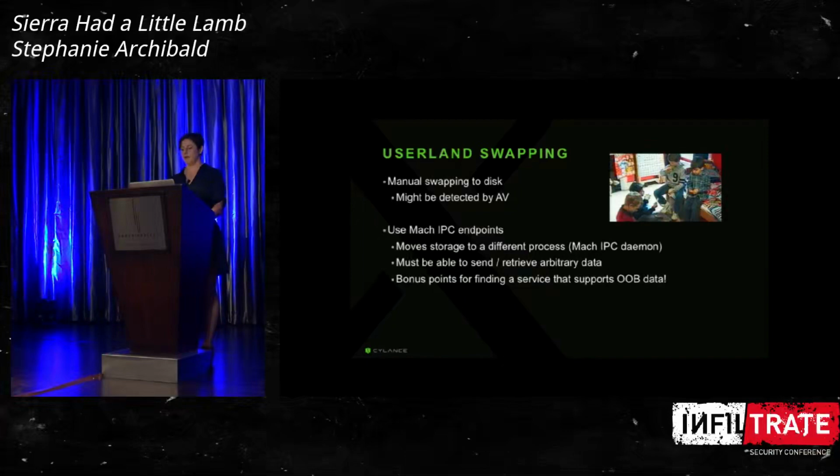Mock IPC endpoints are just a way to communicate with other services on the system. There's a large array of daemons running on OS X that use various APIs to communicate. If you can find one that supports out-of-band data, which is the OOB, that'll allow you to write and read entire pages at a time. You just pass it a pointer, and you don't have to go through the mock. It's just a lot faster to do it that way.